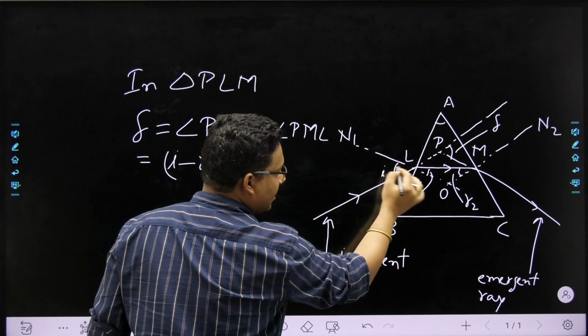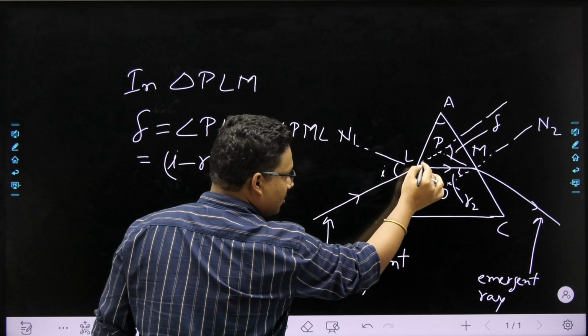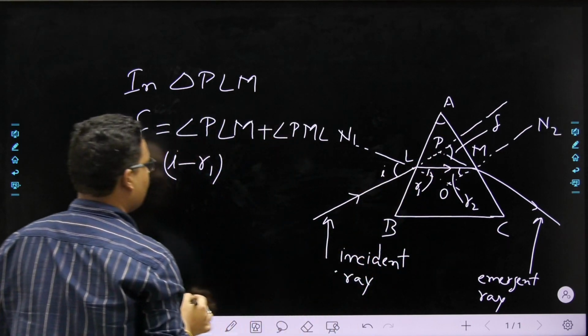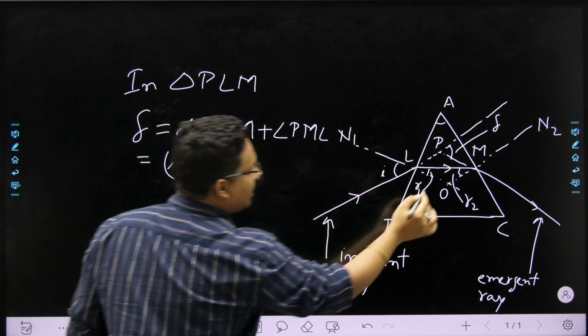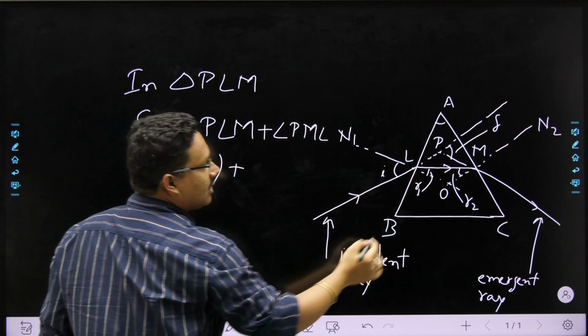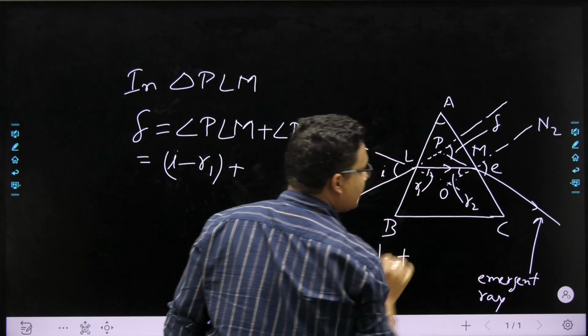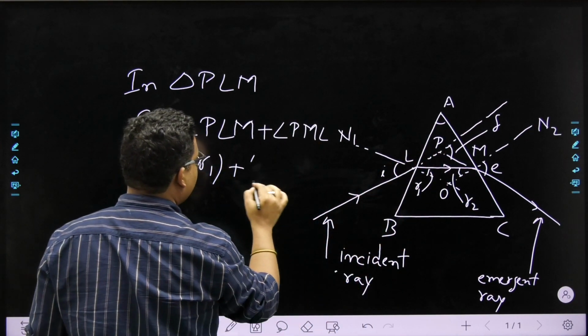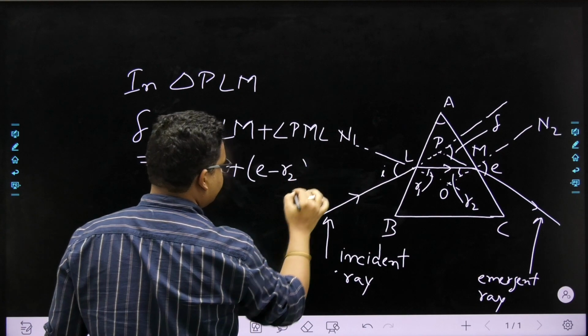Opposite angle. These two angles are opposite angles. So therefore this is also I. So this angle PLM will be I minus R1. In the same way, PML will become E minus R2, say this angle is E. So angle PML will become E minus R2.